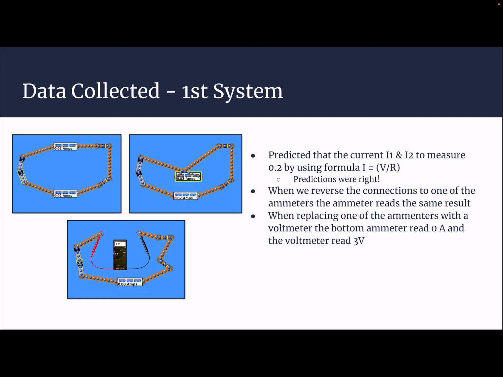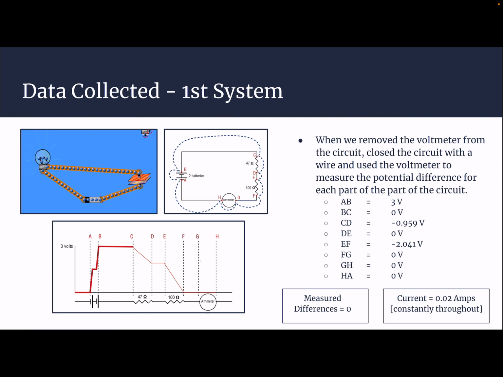When replacing one of the ammeters with a voltmeter, the top ammeter read 0 amps and the voltmeter read -3 volts. Continuing with the experiment, we remove the voltmeter from the circuit, close the circuit with a wire, and use the voltmeter to measure the potential difference for each part of the path around the circuit. From there, we recorded the current I, and the results are shown below.